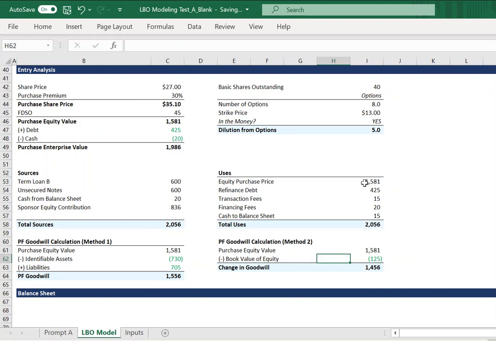So that covers our sources and uses, our pro forma goodwill, and our entry assumptions. Next, let's go ahead and calculate our pro forma balance sheet.